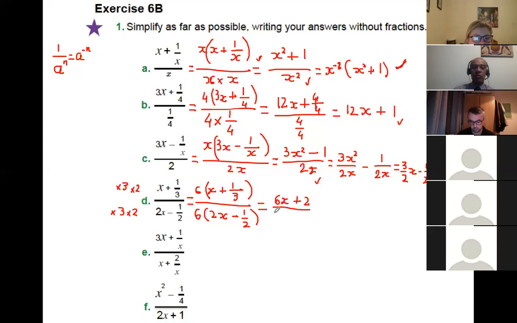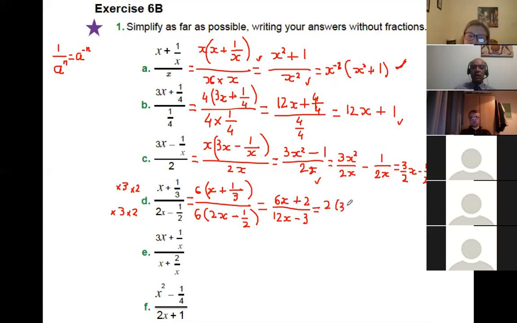6 times 2x is 12x. 6 times negative 1 over 2 is just negative 6 over 2, which is negative 3. Success. And that's us, really. You could try and say, I can divide that by 3. Sorry, this is 2. You know, simplify that down a bit. 3x plus 1.